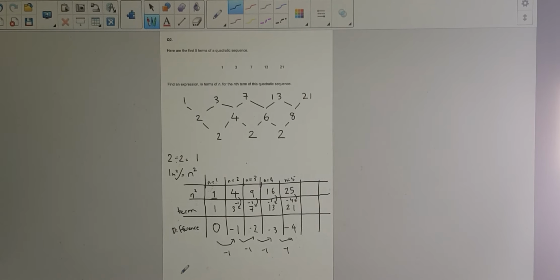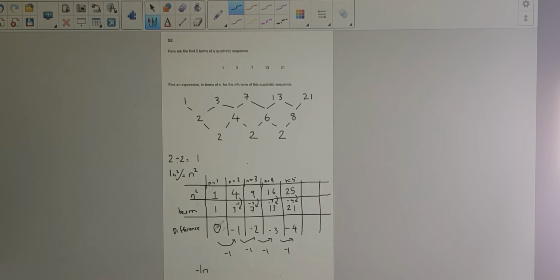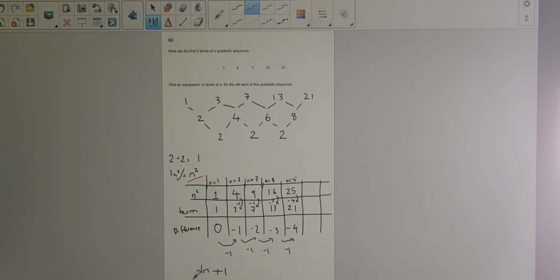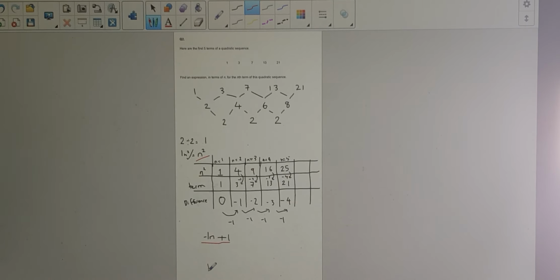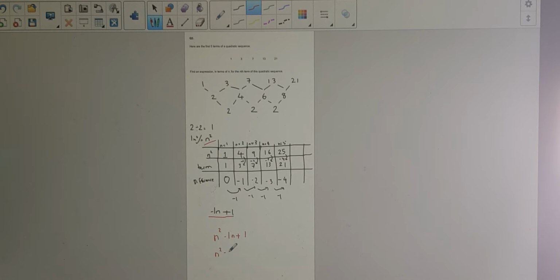So if it's going down by 1 each time, I know it's going to be minus 1n. And then I think, what would my term before that be? So if I'm taking away 1 this way, I'm going to add 1 this way. So this is my nth term rule for this sequence. Then all I do is take the first thing and just plonk this bit on the end. So I'm going to have n squared minus 1n, add 1. But as we just discussed, good mathematicians are not going to put the 1.